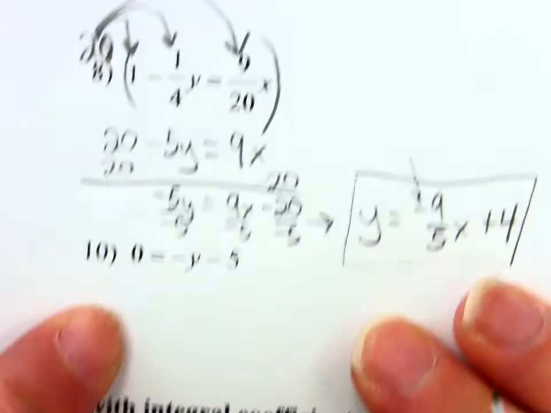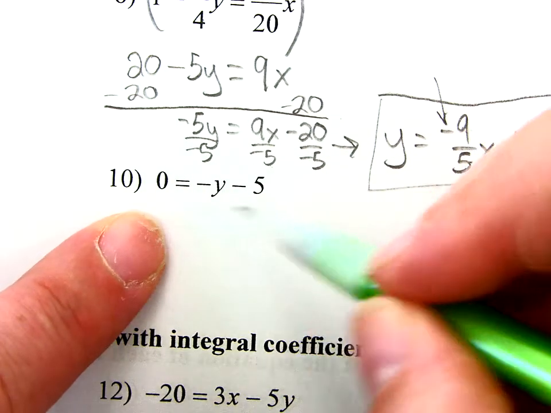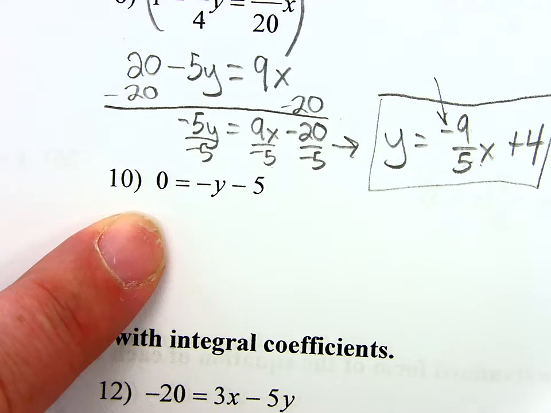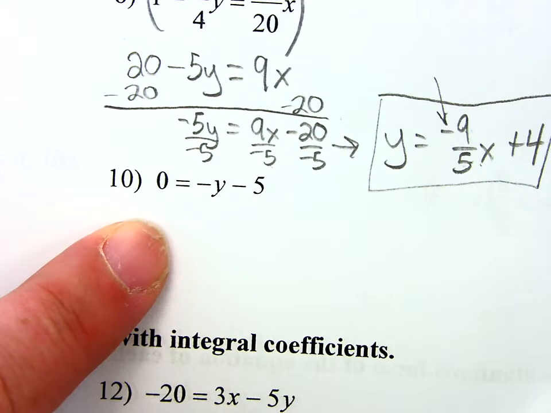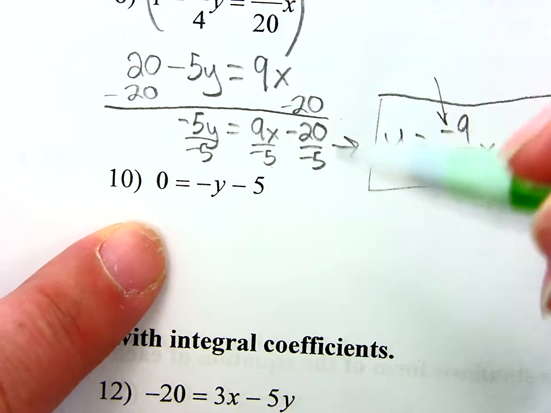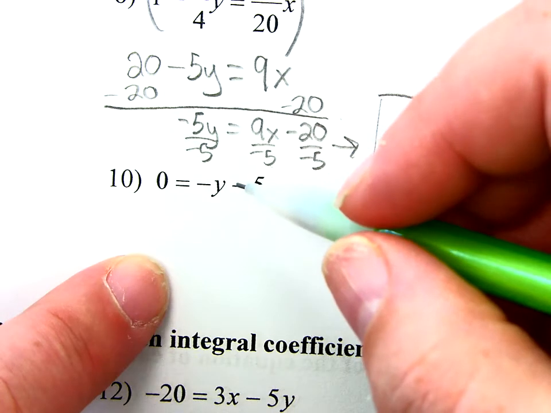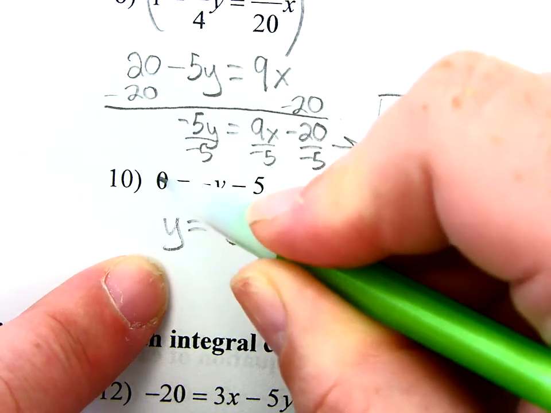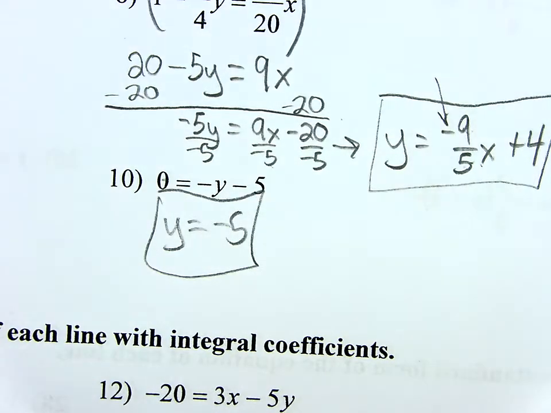So if you hit one like number 10, this one, I take that back. I said before none of them were horizontal or vertical. This one is. So if you wanted to get this, you can't really get it into slope-intercept form. The best you can do is get y by itself. So wouldn't you just get y equals -5? If I just added the y back over to the other side? That's all you can do here. That's it for 10.